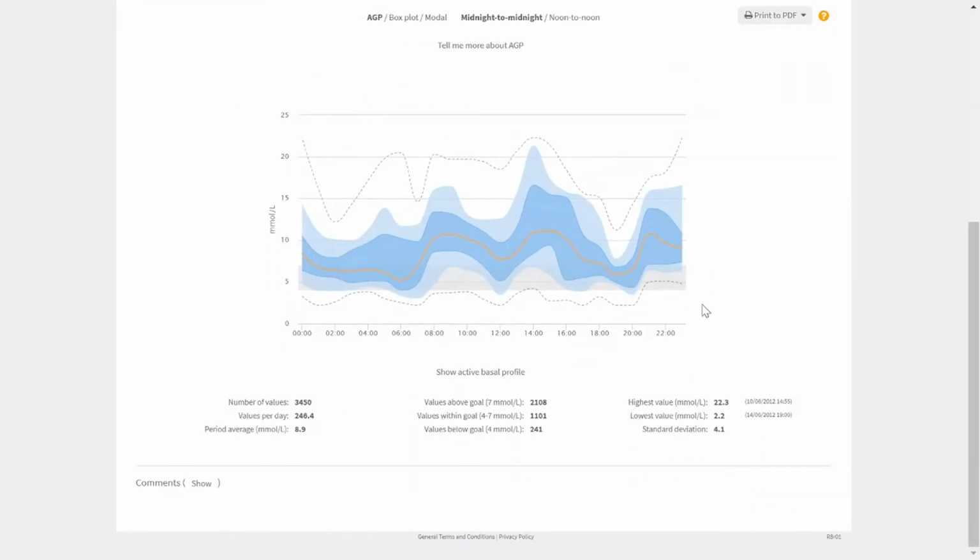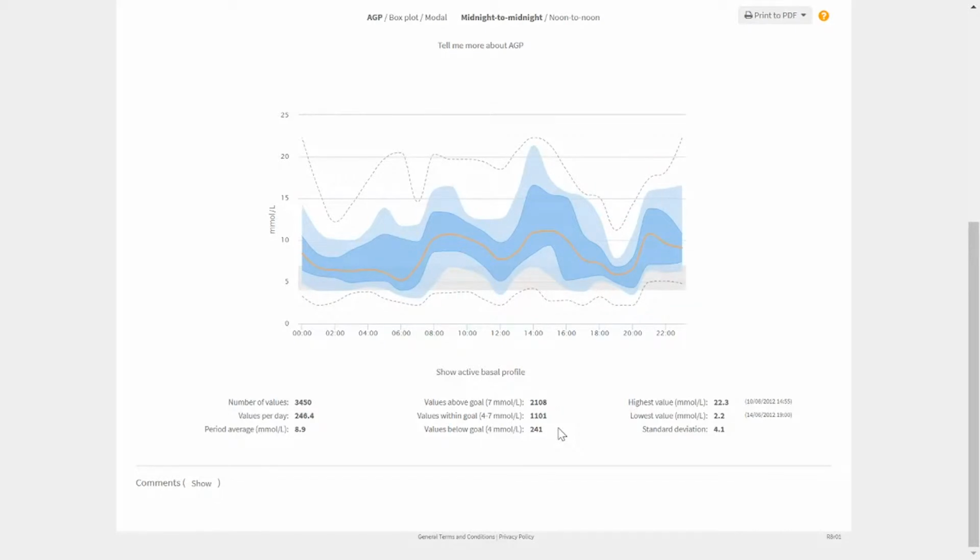Below the graph we have all the statistical information that is derived from the values in this time period. So you can see for the 2 weeks we have 3,450 results, which averages out at a certain number of values per day, and we have a certain number of values that are both in and above and below the set range for this patient.